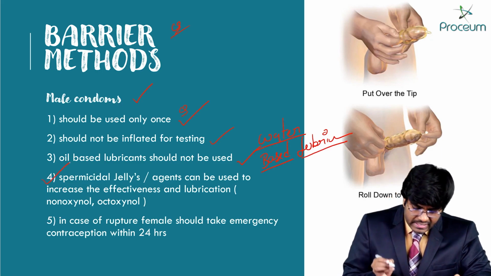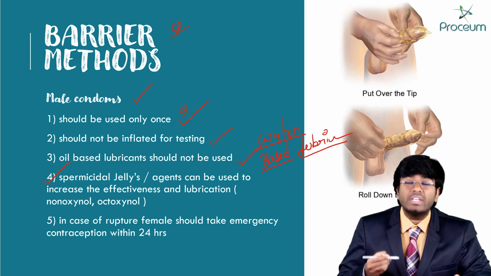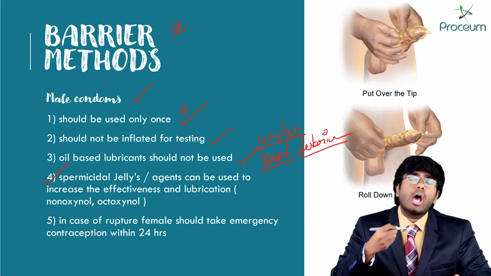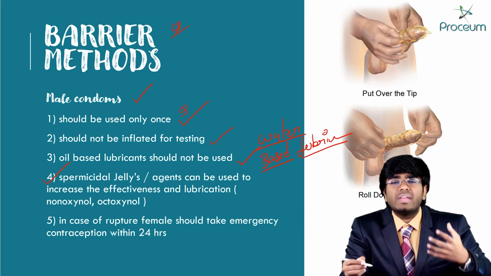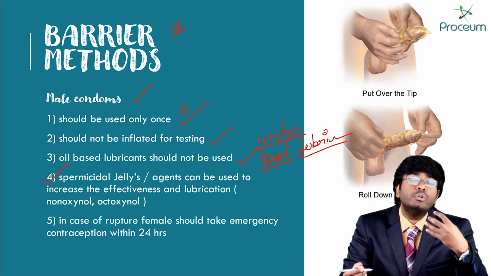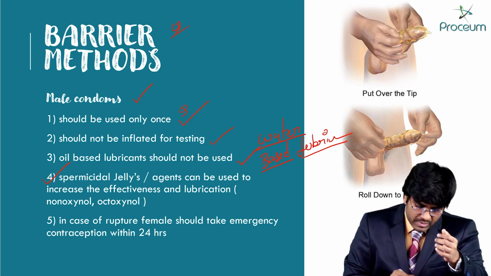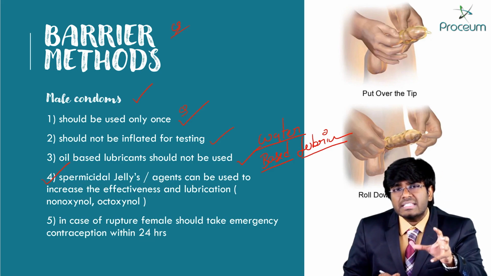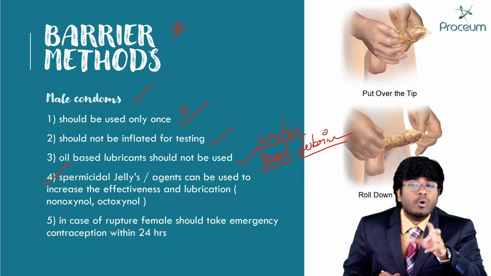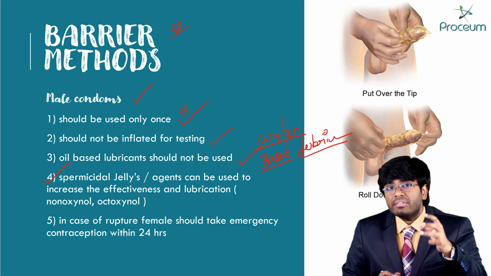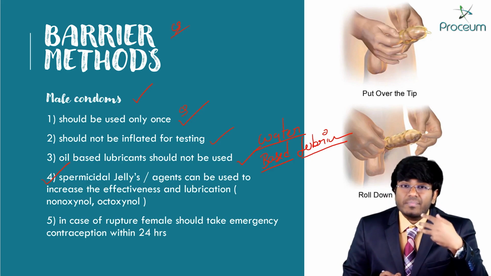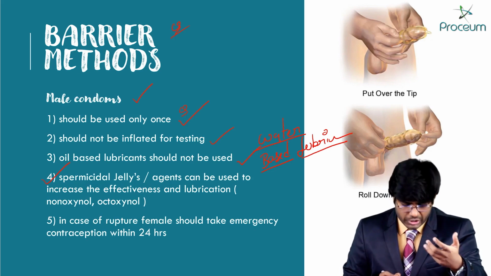Now, spermicidal jellies or agents can be used to increase the effectiveness. Along with the condoms, if the person wants to use some additional adjuvant, he can use spermicidal jellies. Why? Because spermicidal jellies are chemicals which kill the sperms on contact, and they will also increase the lubrication.